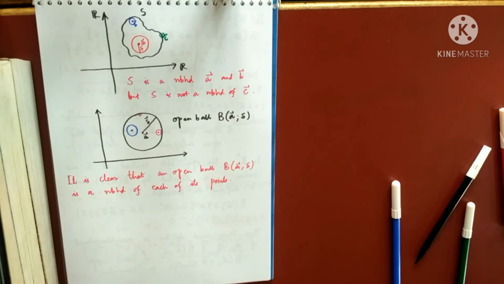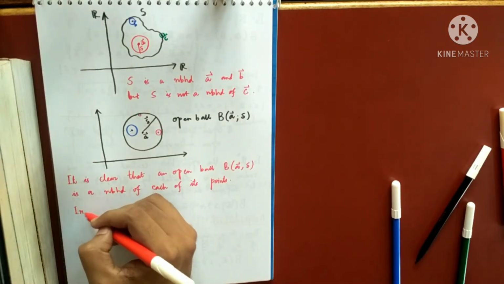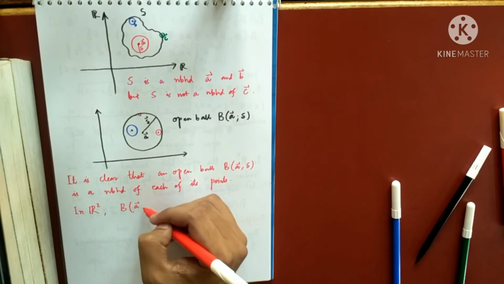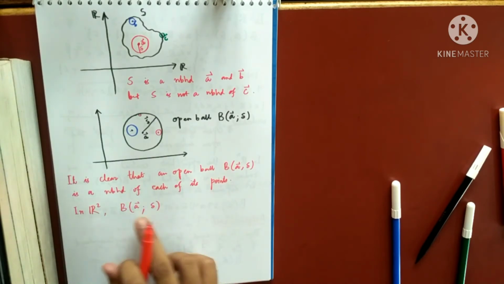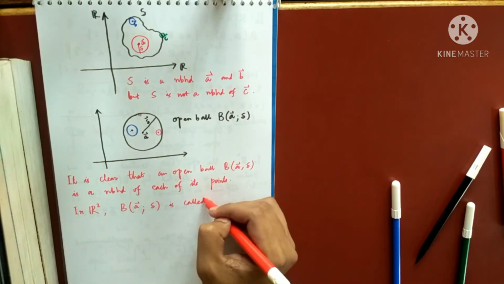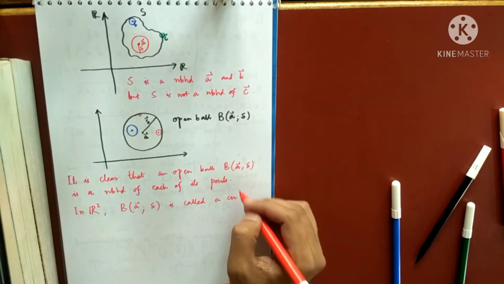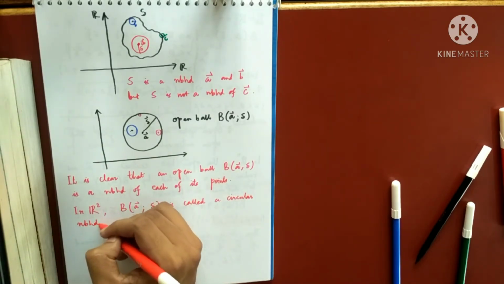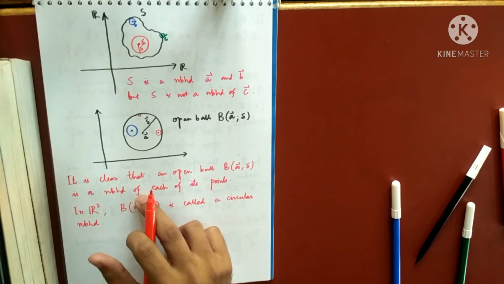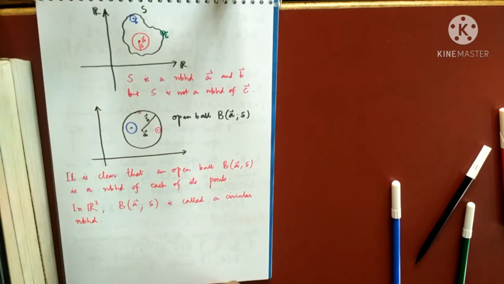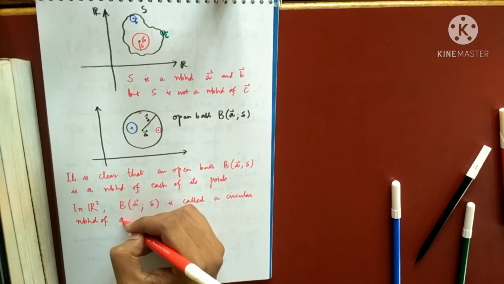And in R2, this will be the neighborhood of the point A also. So this is called a circular neighborhood. The name is very clear, why I am calling this a circular neighborhood. So even this is a neighborhood of A, because the whole open ball set fits inside the open ball, right? So this is called a circular neighborhood of A.